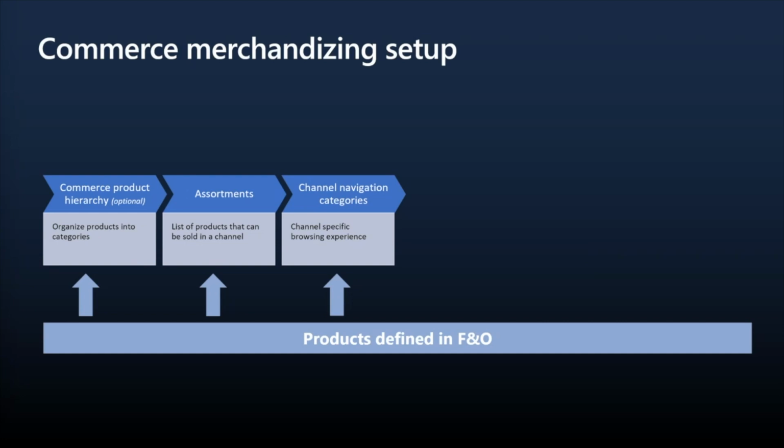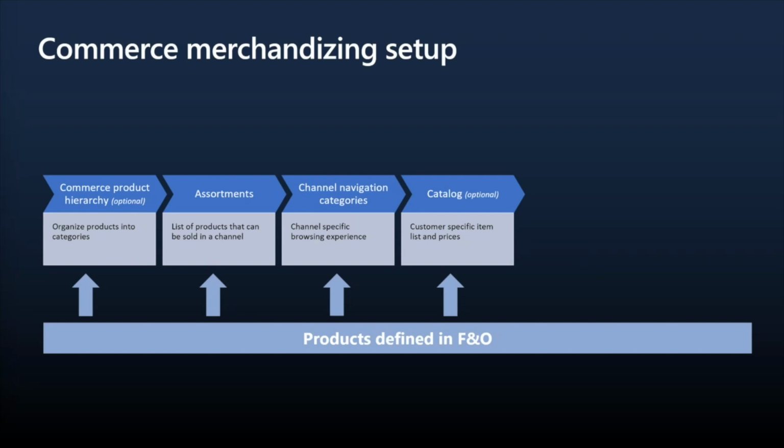The next one is catalogs. Now, catalogs is again an optional step, but what this provides is a subset of channel assortment and enables you to define that customer specific item list so that the customers can view only the items that are assigned to them. So it is a further subdivision of the items that your buyers can see on the website. And it's an optional step if you want to.